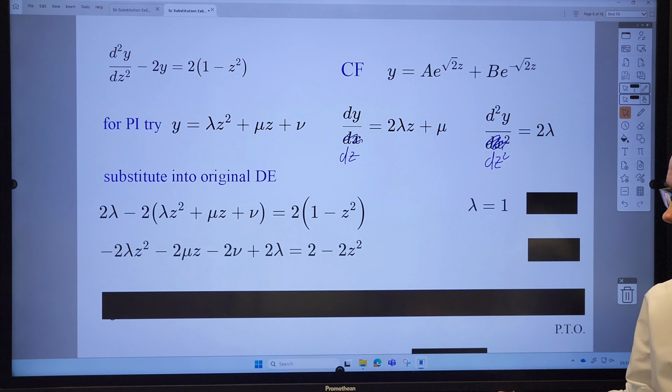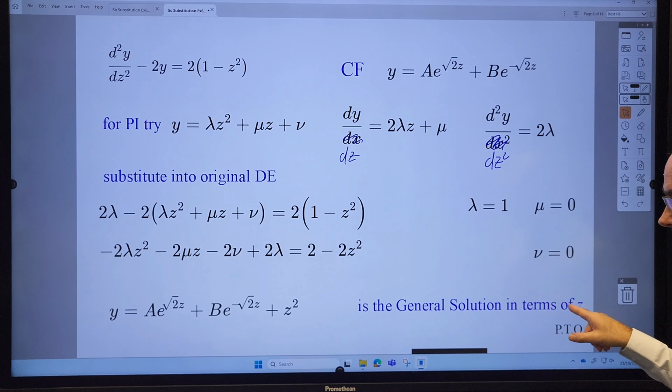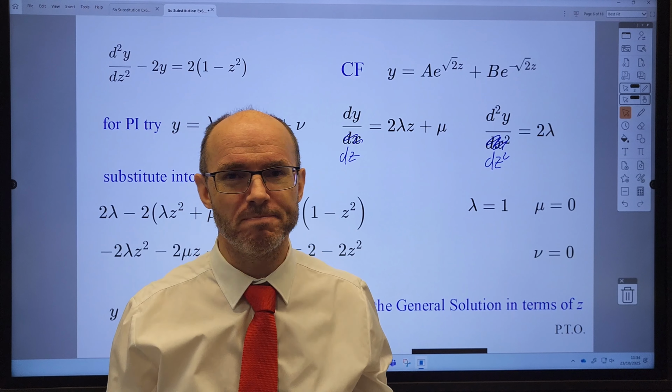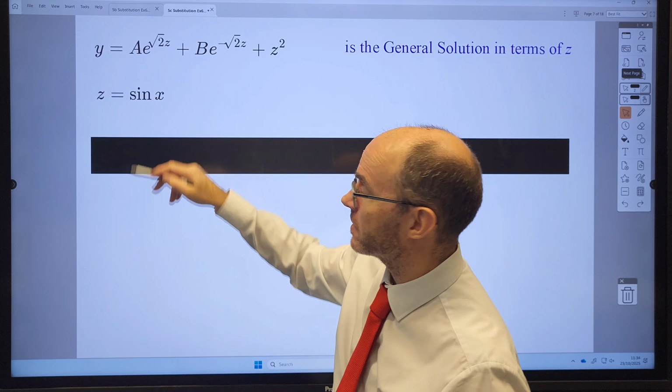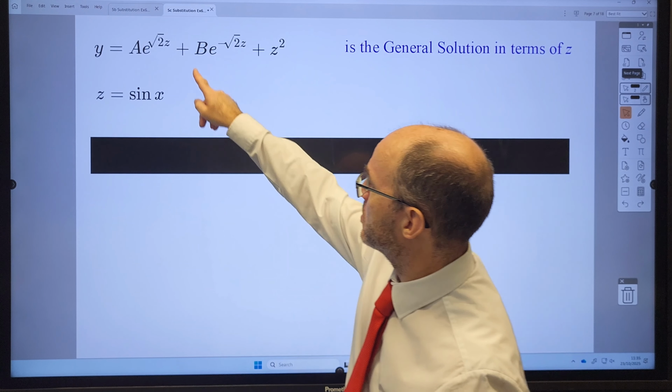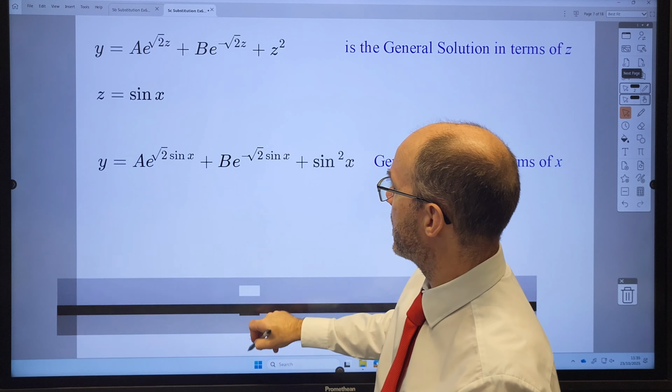So putting it together, the complementary function, you've got this as your general solution in terms of z. Now we need to get it back in terms of x. So just remember the substitution at the beginning was z equals sine x. So just replace z with sine x. And then you're done. Here's your general solution.